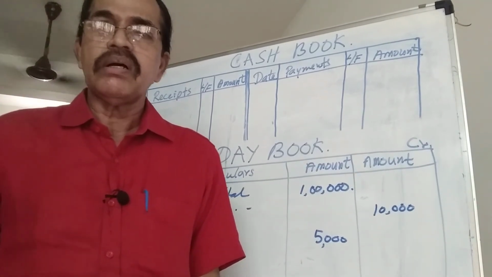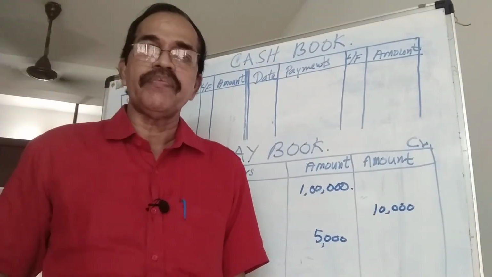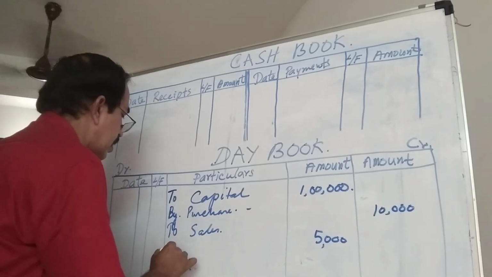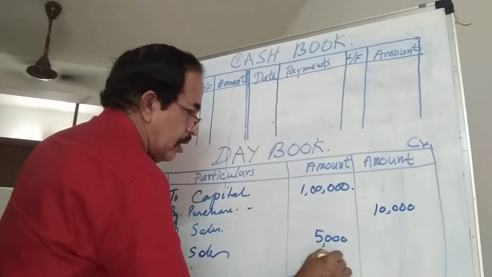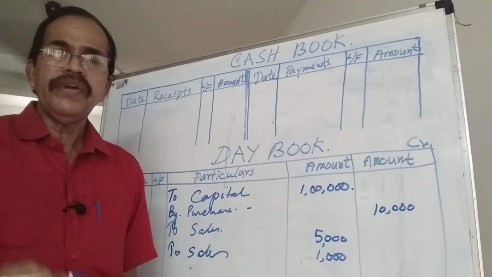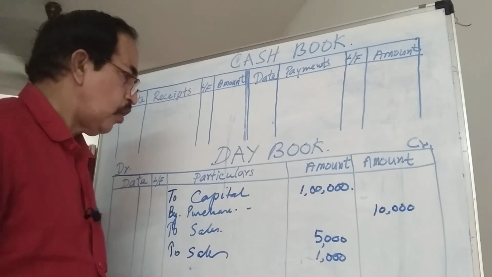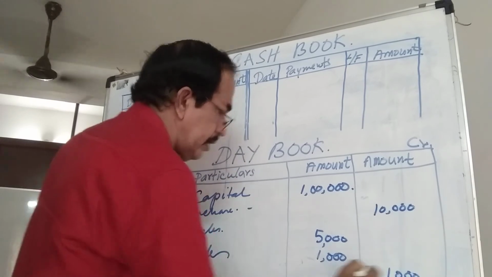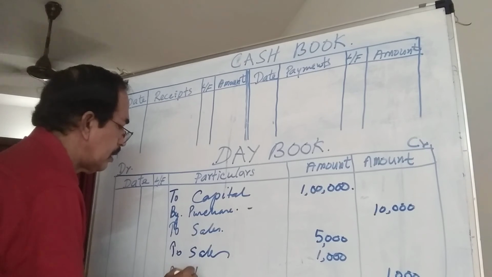So how shall we record it in the book? First of all, we know it is a sale. So I shall write to sales, rupees 1,000, as if cash is received. But we know that it is a credit sale and cash has not come to the business. So we write the same amount on the other side also. And here we write by the name of the party, by David.